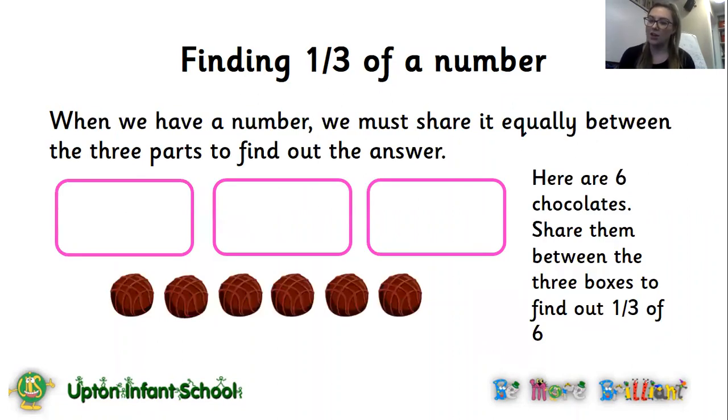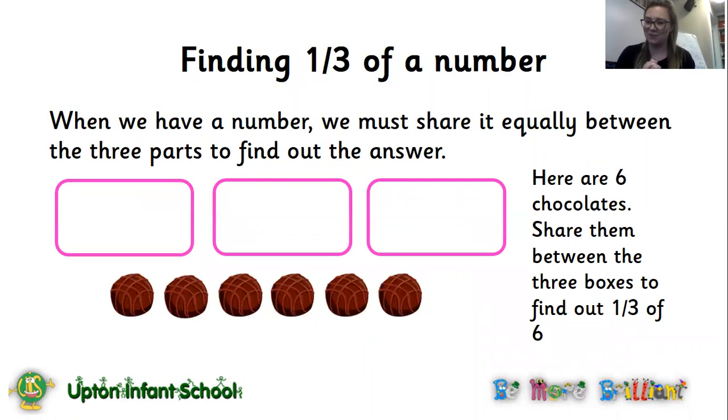If I'm finding a third of a number, we again have to share it equally between 3 parts to find out the answer. So I've got my 6 chocolates on the screen, and I'm going to share them between 3 boxes to find out what 1/3 of 6 is. So I wonder if you can do this with me at home too. All you need to do is draw 3 circles, your 3 sharing plates, and could you share your 6 chocolates for me? You might be able to do that in your head, very speedy.